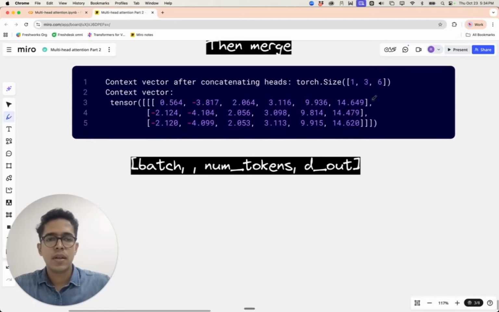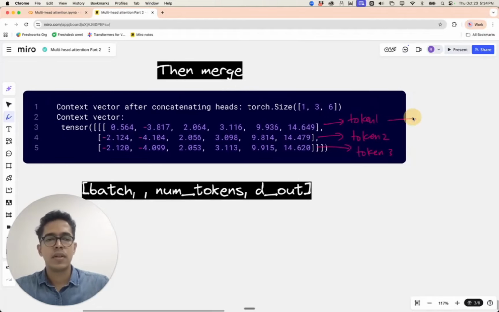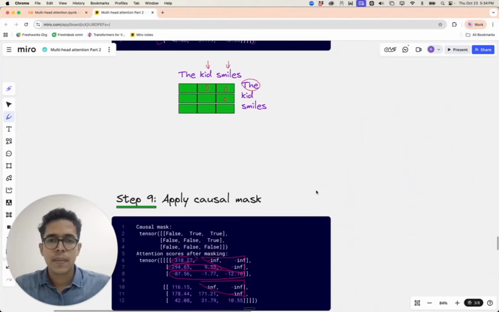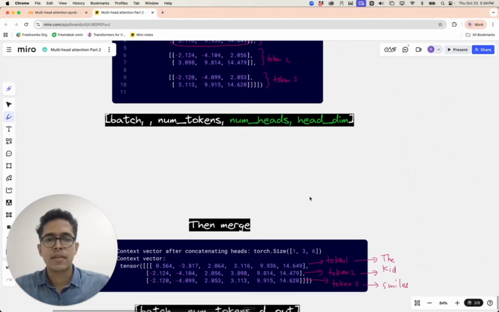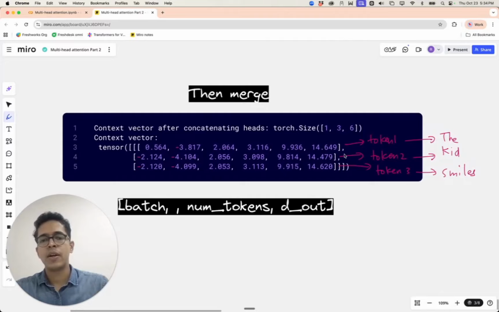So now the final result will be 1, 3, 6. And now what is this? This is the context vector corresponding to token number 1. This is the context vector corresponding to token number 2. And this is the third context vector corresponding to token number 3. So we originally started with 3 tokens, which was "the kid smiles". So now, instead of the input embeddings, we have 3 context vectors, each corresponding to 1 token.